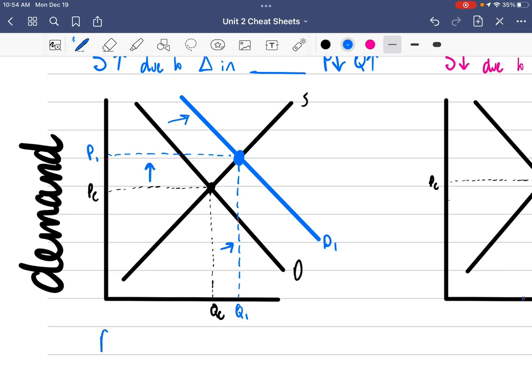This whole graph is supposed to be a demand increase due to change in, and you would fill in that change based on what the practice problem is saying. What happened to price? What happened to quantity? Well, take a look at your graph. Price went up. Quantity also went up. Okay?